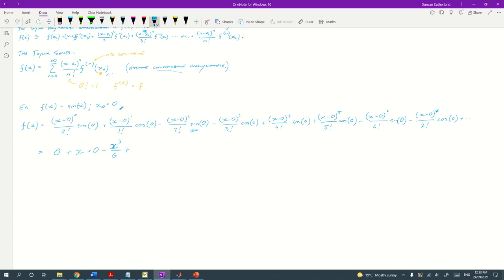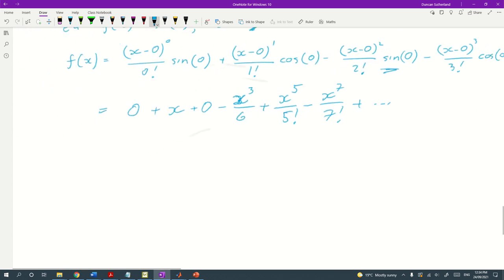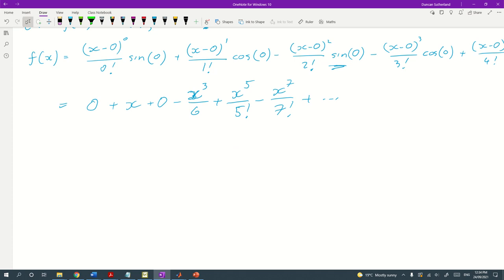So then the next one I've got is x to the power of 5 over 5 factorial. 5 factorial is 5 times 4, which is 20, times 3, which is 60, times 2, which is 120, times 1. Okay. So that's the Taylor series of sine about the point x equals 0.